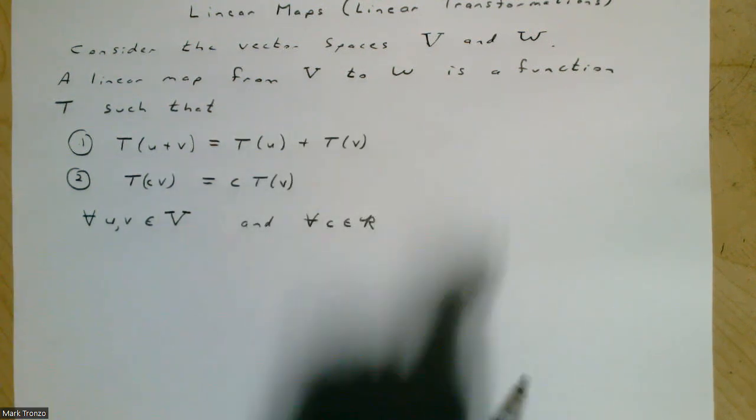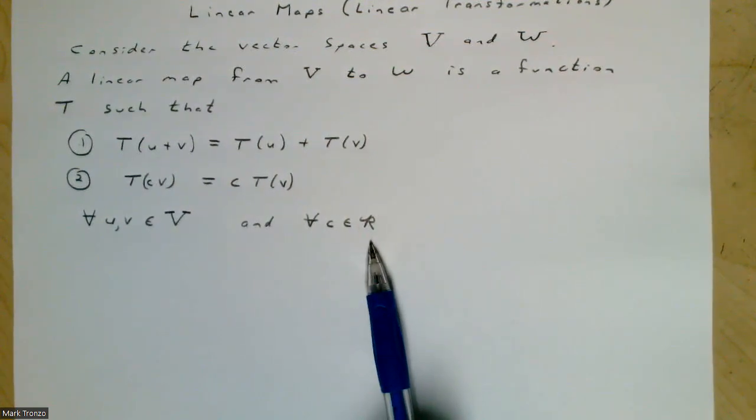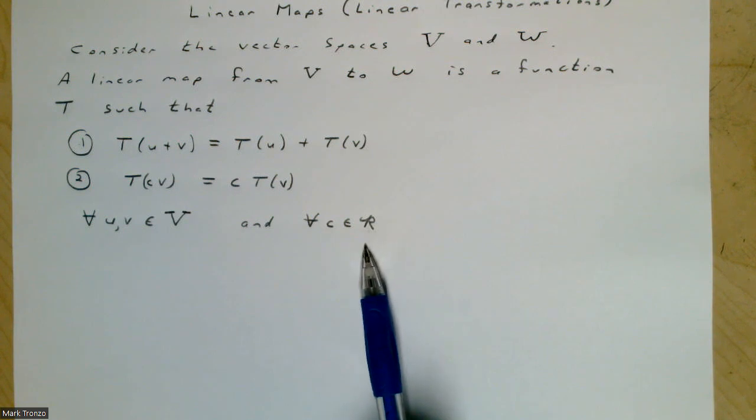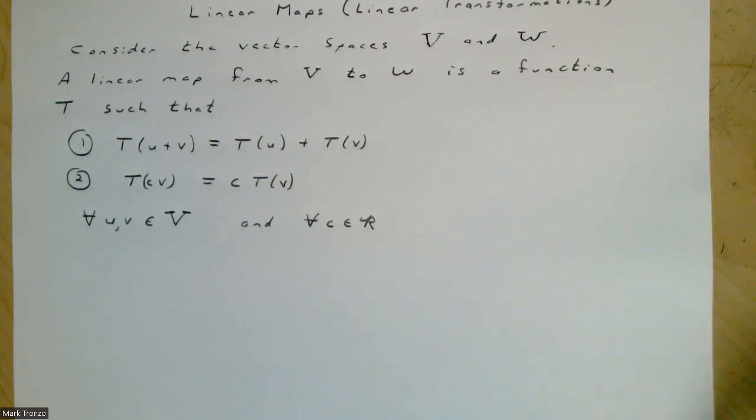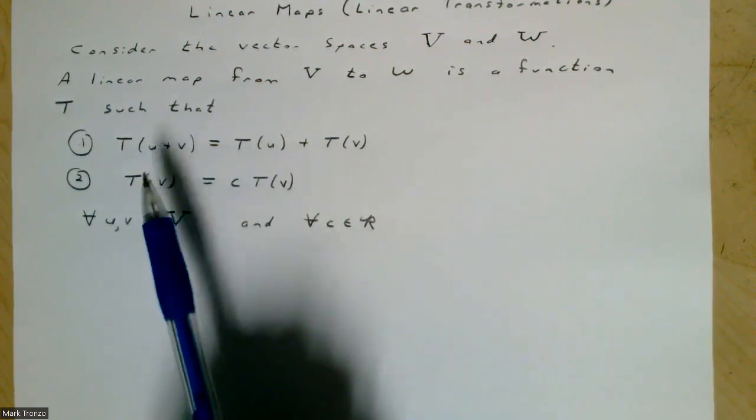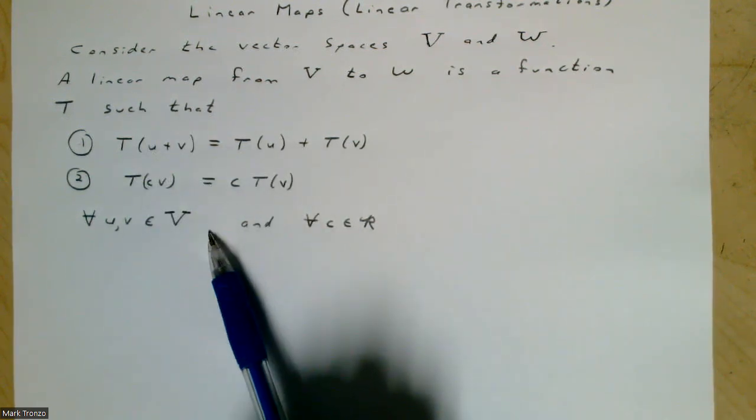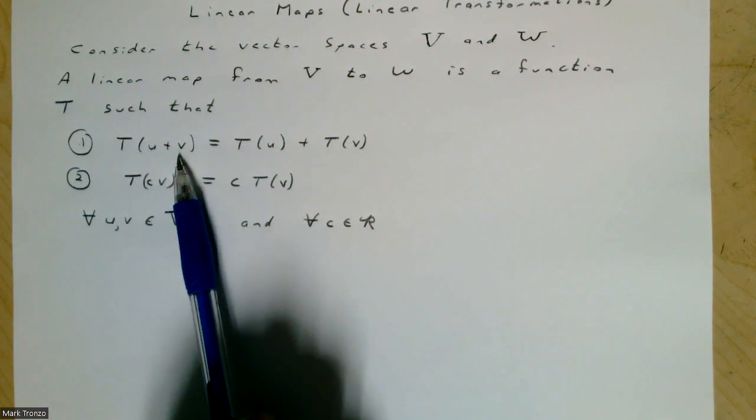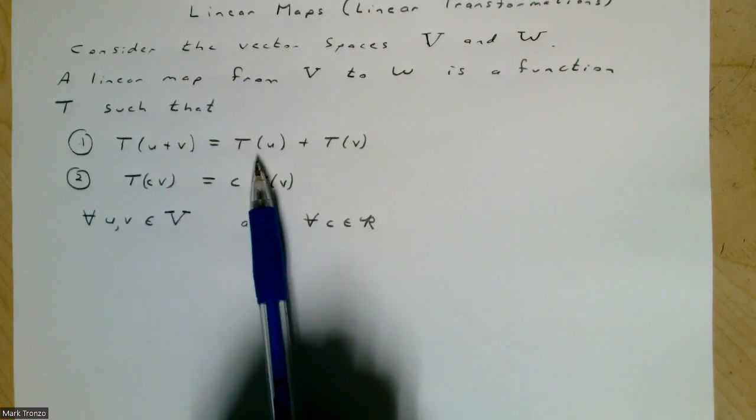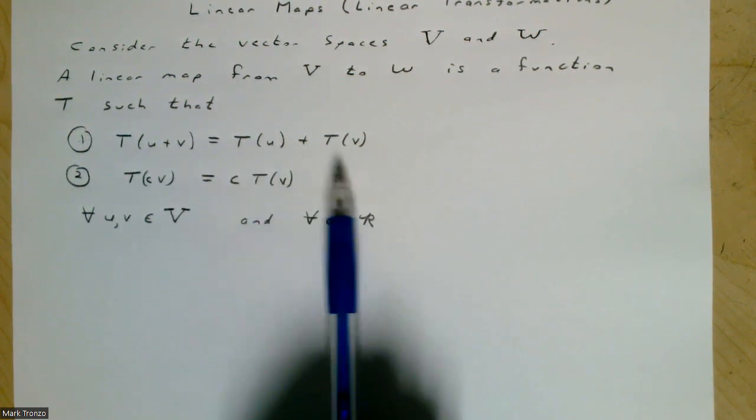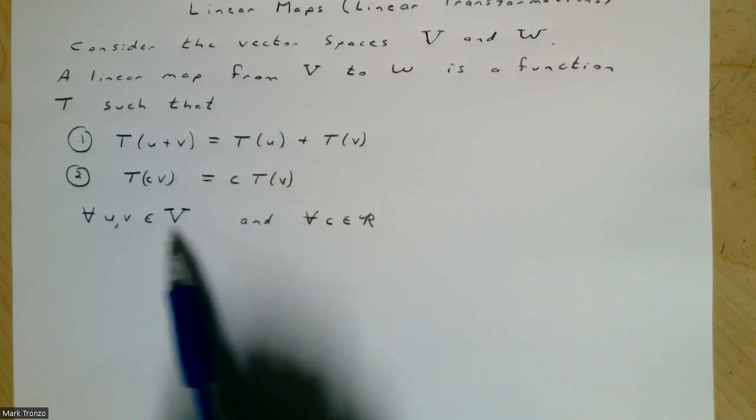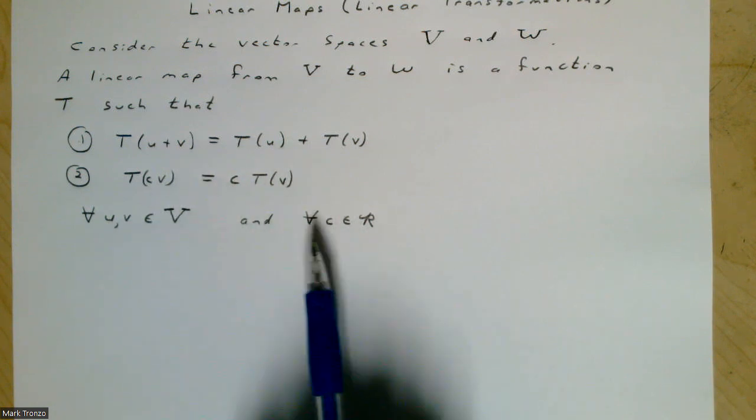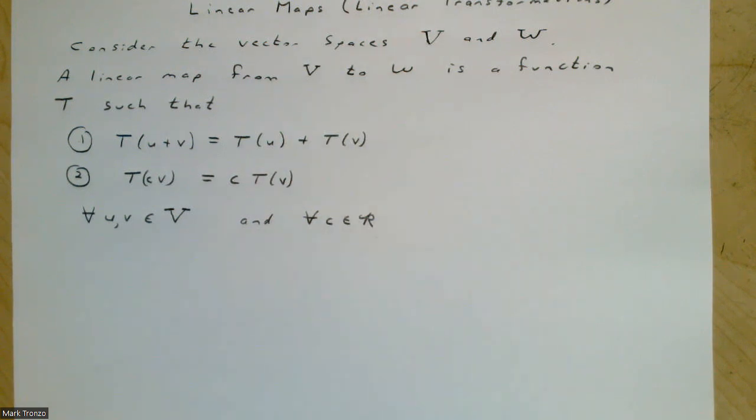And sometimes some books may make this a more general field, not necessarily real numbers. They might have a general field which includes possibly complex numbers. But I'll just keep it as real numbers right now. So again, if the function obeys these, you put two vectors in, add them together, and that is equal to them being transformed separately. And if you multiply by a constant, it's the same as the constant times the transformation. If that works for all vectors and all constants, then it's a linear map.